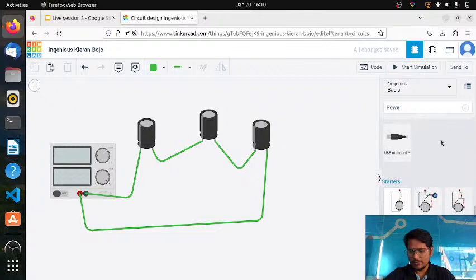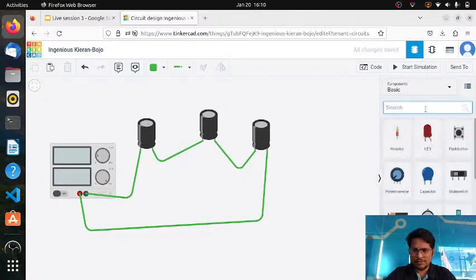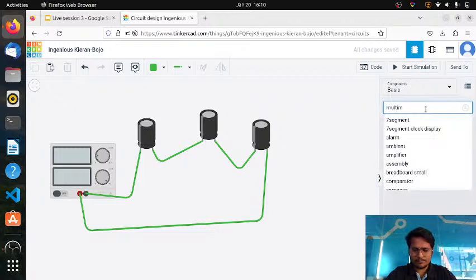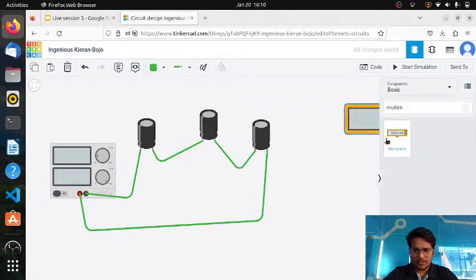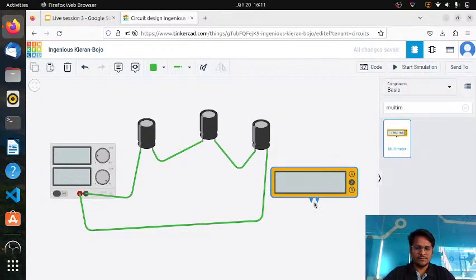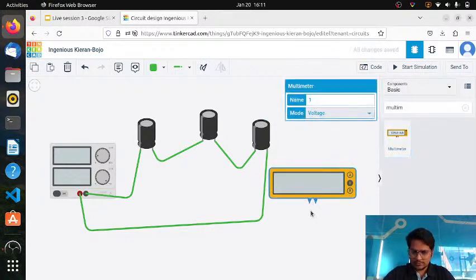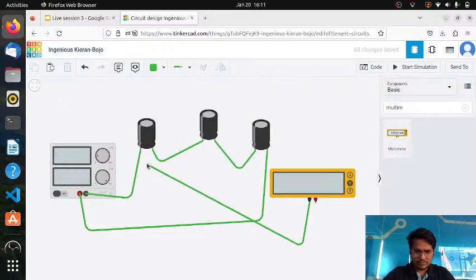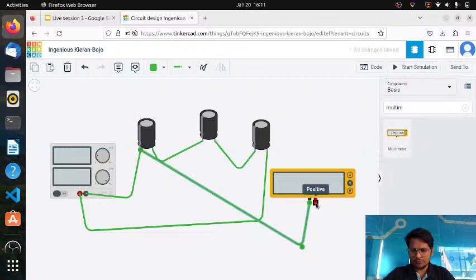Let me take a multimeter to measure the voltage, and also we will observe, as I told, that a capacitor is used to store electrical energy. So let me connect the multimeter. I will connect the negative probe to the first capacitor, and then the positive probe to the third capacitor's positive. And let me start the simulation.